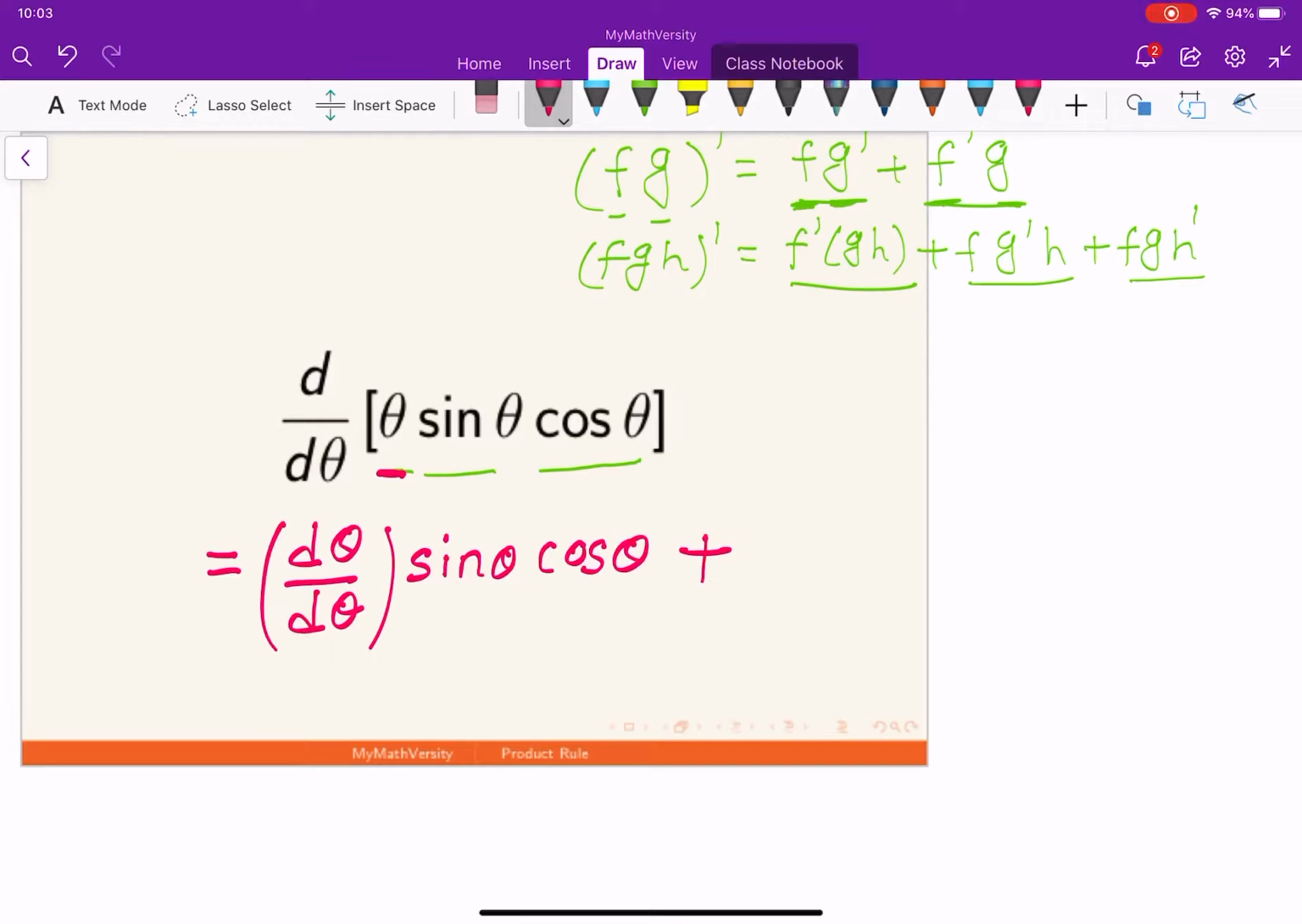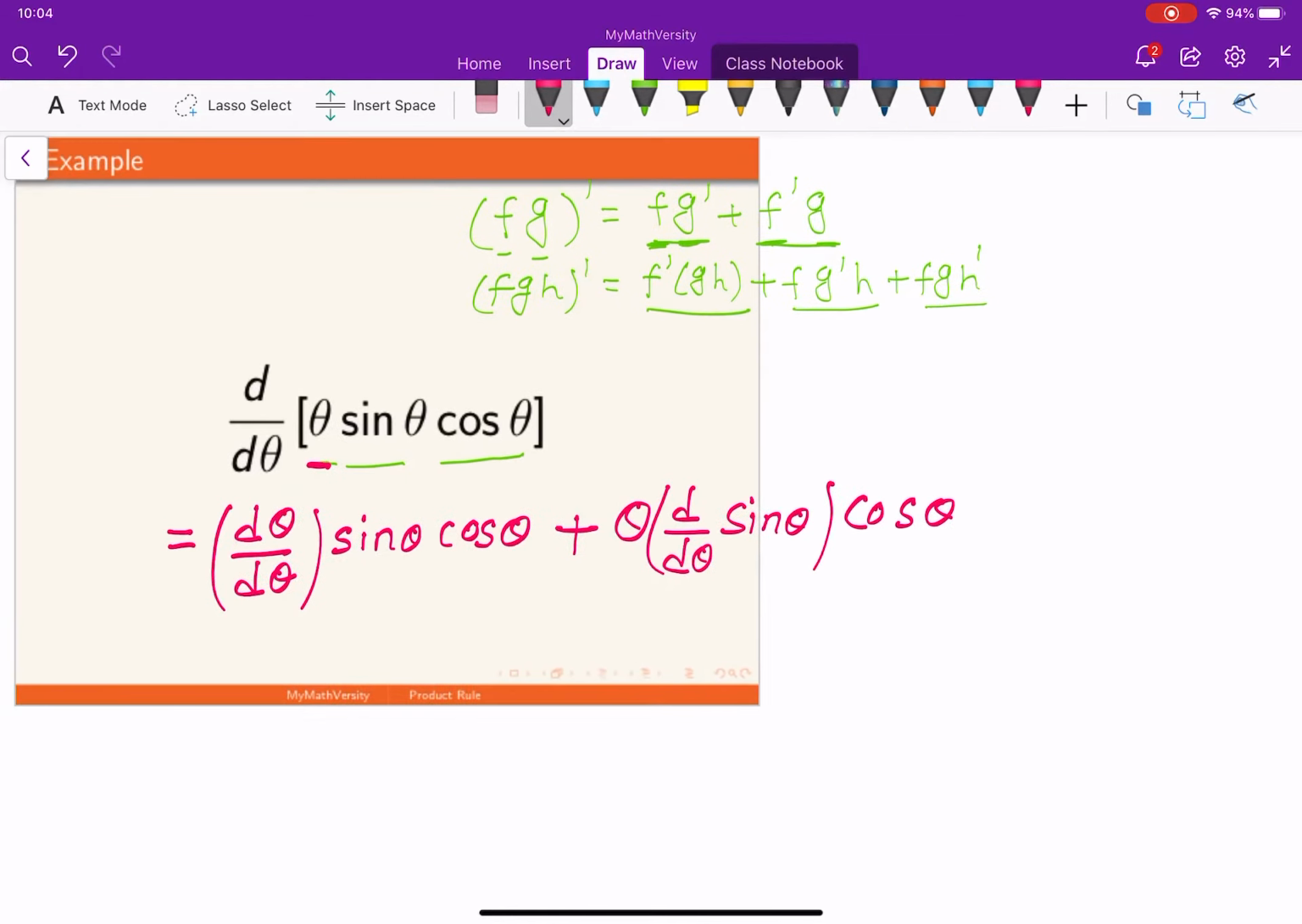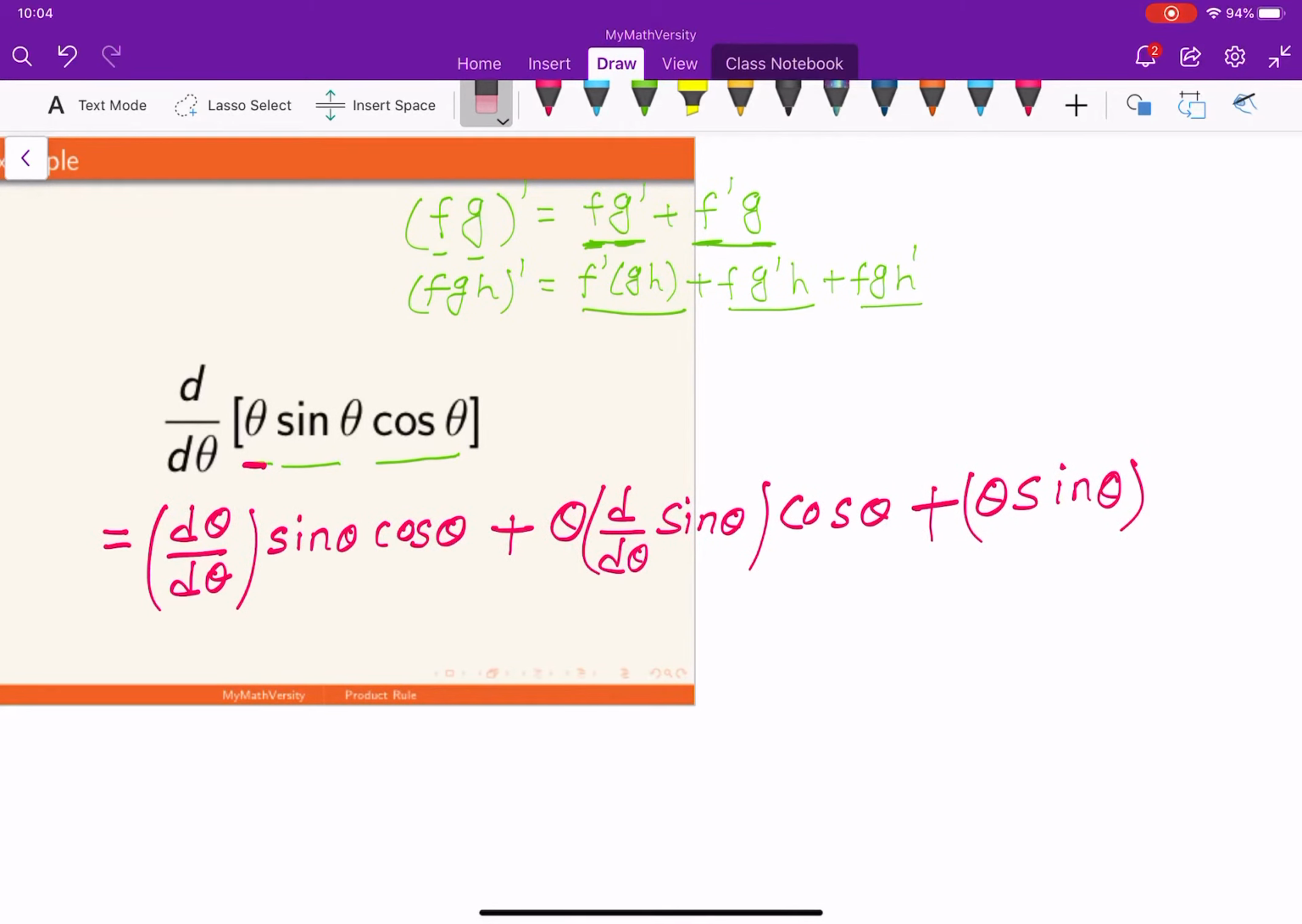plus, now we can repeat this process again. Last time we differentiated theta, so now let's leave the theta as it is, and find the derivative of sine theta on the second term, and also write down the cosine theta. So we'll do the product of theta, the derivative of sine theta, and cosine theta. And on the last term, we leave the product of theta times sine theta as it is, and multiply by the derivative of cosine theta, right?